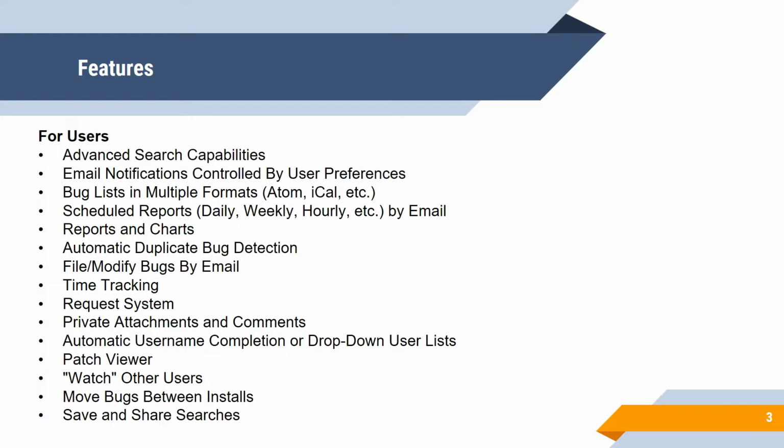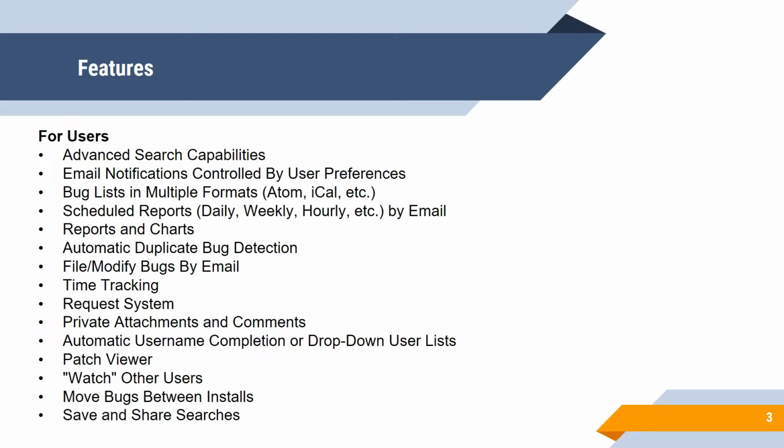Normal users get features like advanced search capability, and email notifications controlled by user preferences, so you can set when you want to receive notifications on a bug. There are bug lists in multiple formats, and iCalendar, so that you can set your reminders. There are scheduled reports, for example daily, weekly, hourly, by email, so based on your requirement you can schedule your reports. Then reports and charts, and automatic duplicate bug detection. For example, if you open a bug report and then open a similar one again, it detects that a similar bug already exists, so it will detect the duplicates, if any.